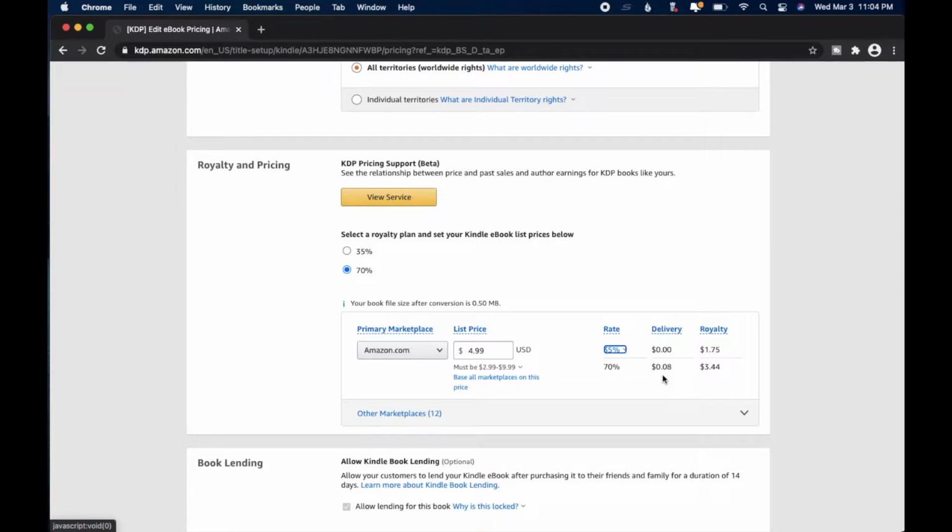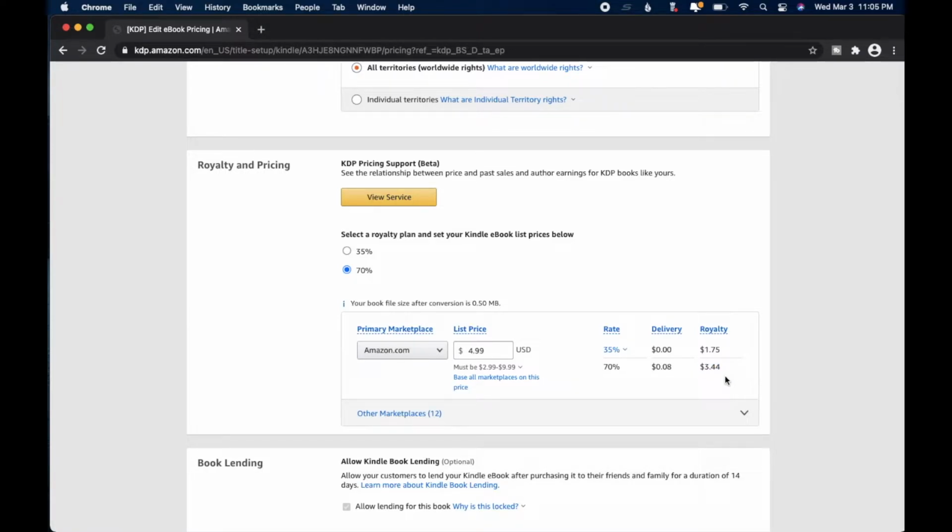The book right now is around 270 pages for the paperback. So that might give you a little bit of an idea. If you have a book that is way longer than that, expect a little bit of a higher delivery fee. And if it's lower than around 270 pages, expect a lower delivery fee. But this is what my delivery fee is, 8 cents, and my royalty is $3.44.